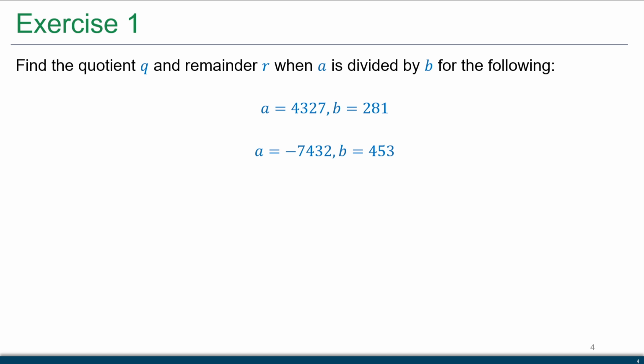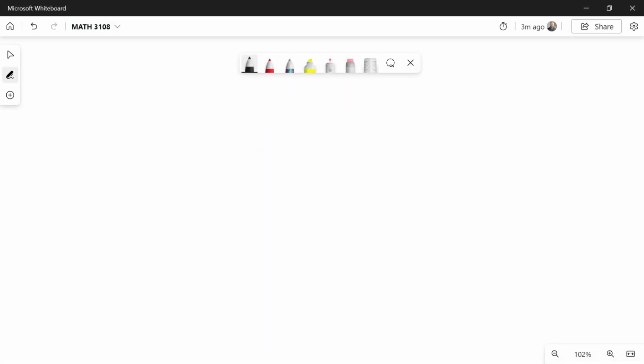All right, so let's jump into solving these. So exercise 1. The first exercise, our a is equal to 4,327 and b is 281. So we have two ways of being able to do this. We know from the original example we can do this using long division. Long division gives us our division algorithm in the end. So let's start off with that.